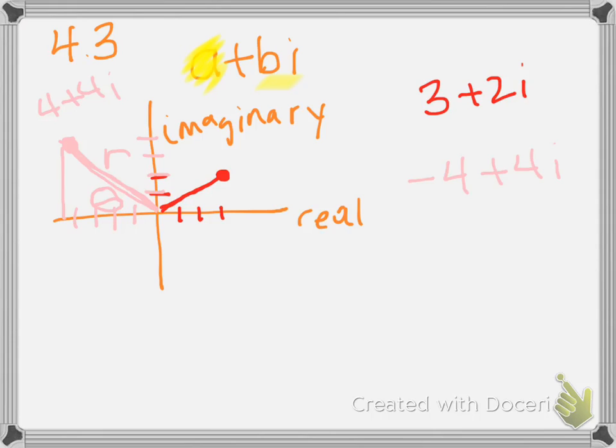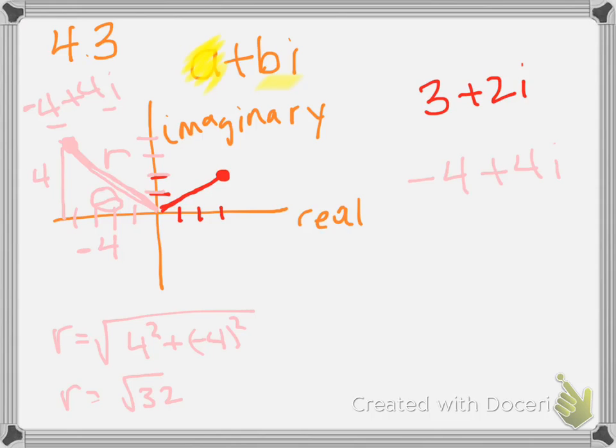So in order to do that, we look at our components. I have negative 4 plus 4i. Oh, actually that's minus 4, isn't it? So I know that that's minus 4, and I know that that's up 4. If I want to find my r value for that, I just use Pythagoras, the square root of 4 squared plus negative 4 squared. So r is just going to be the square root of 32.